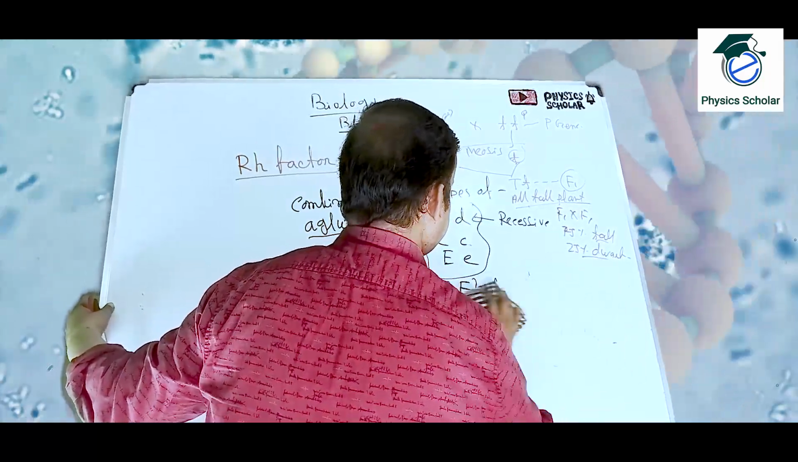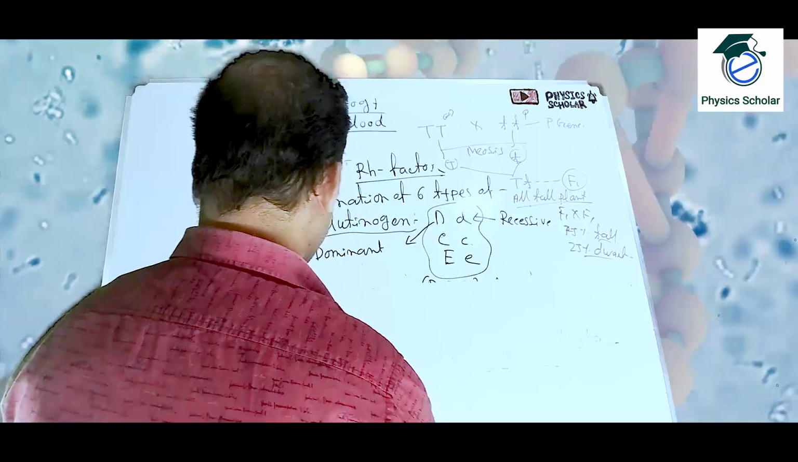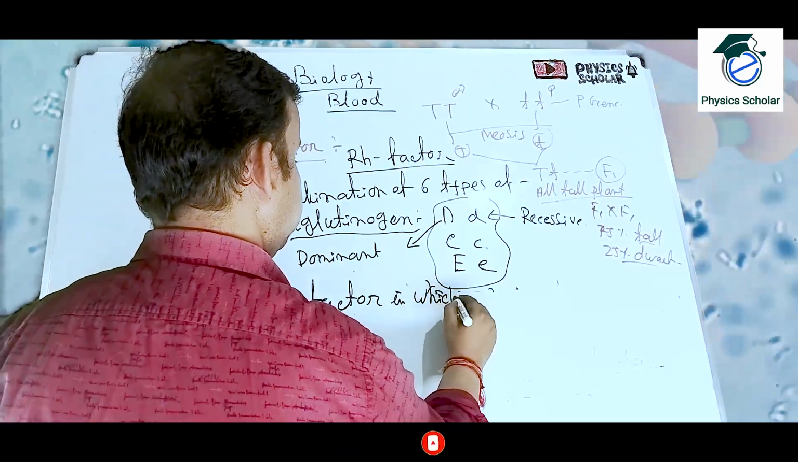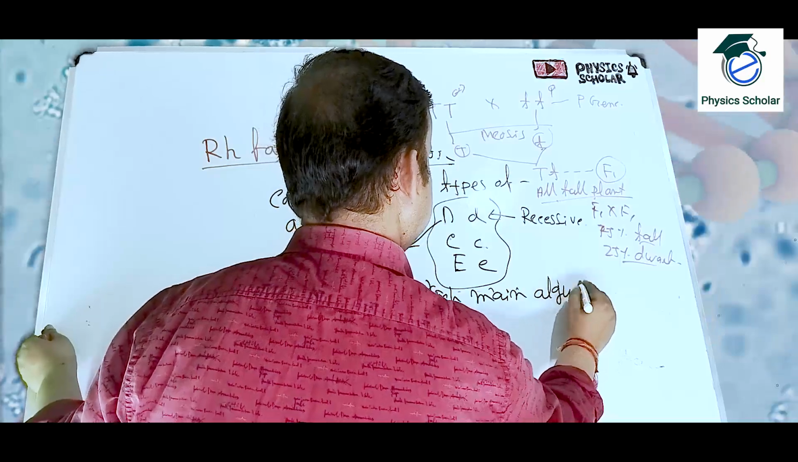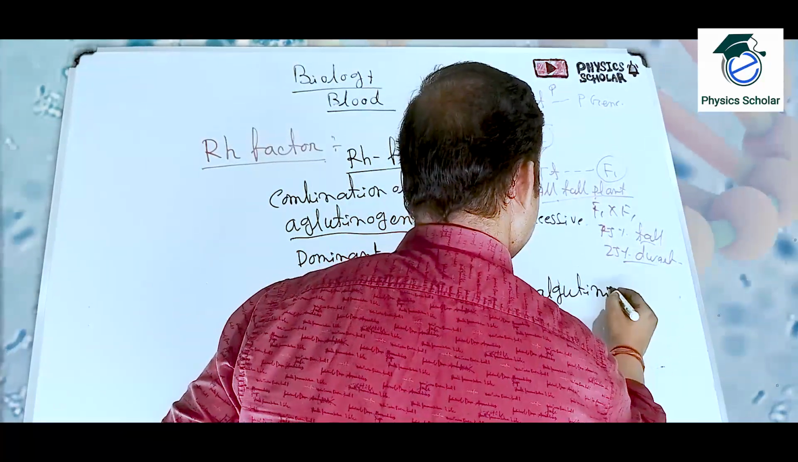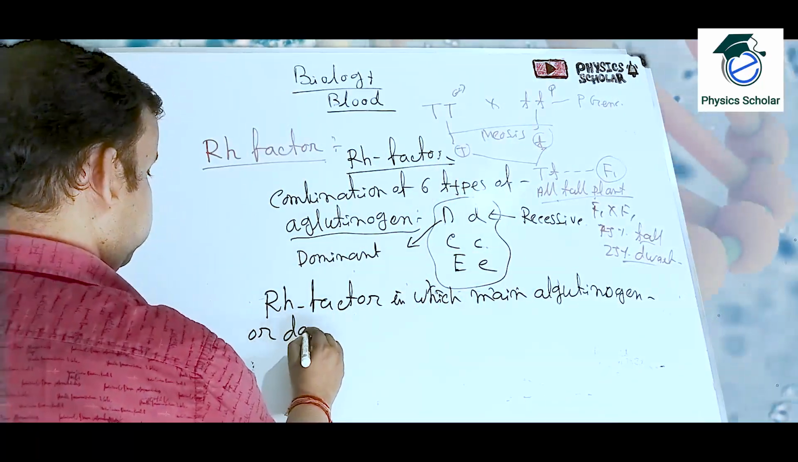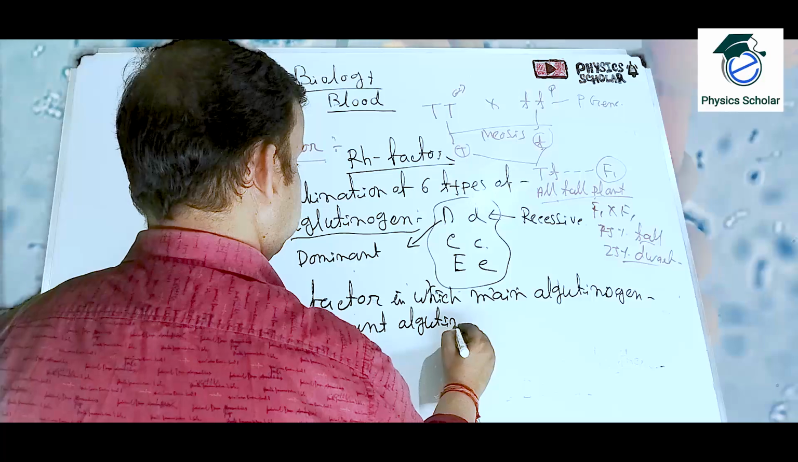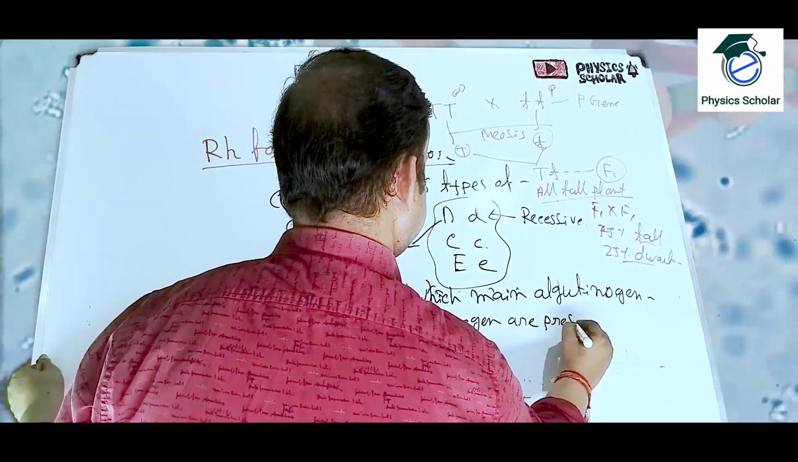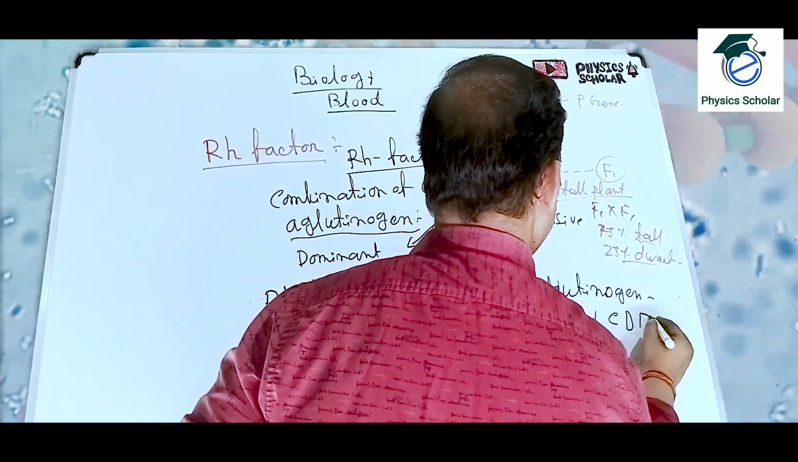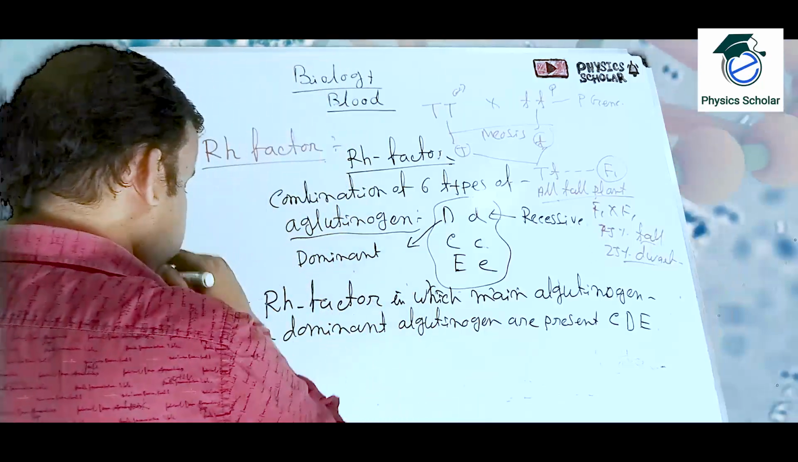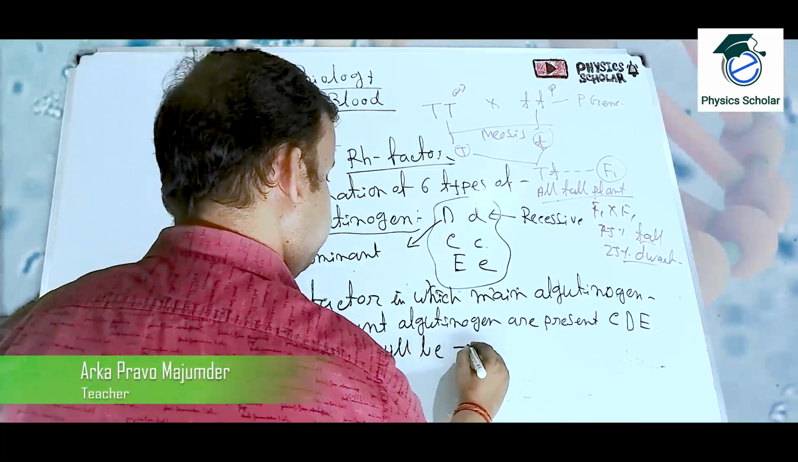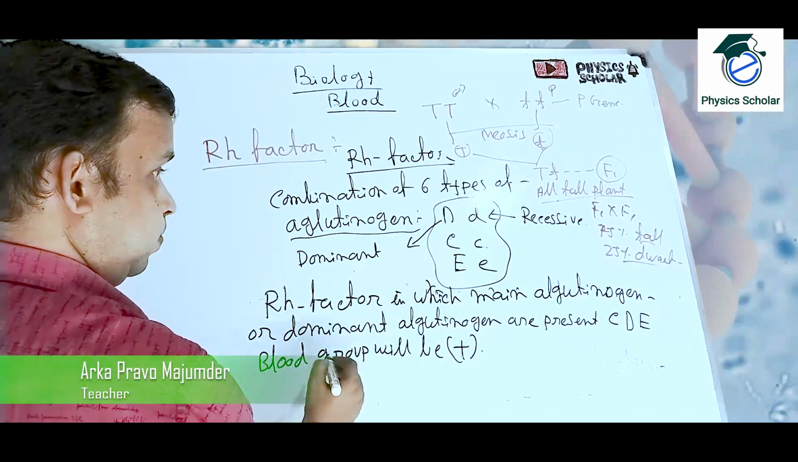Now, in the Rh factor, if the main dominant agglutinogens are present, that means capital C, capital D, capital E, clear? Here D must be there. In that case the blood group will be positive, okay.